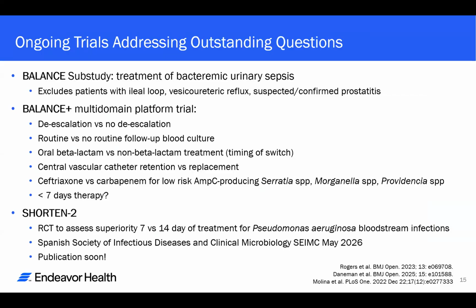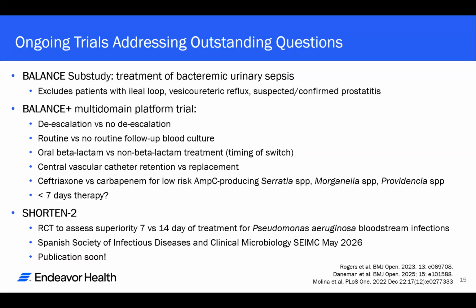So I just want to address some ongoing studies that might help us answer some of these questions. There's a Balance trial sub-study that's looking at the treatment of bacteremic urinary sepsis, where we may get some of those questions answered about the obstructing stones and stents. There's also a Balance Plus trial with the same authors that's a multi-domain platform. So they're trying to answer multiple questions at one time. So they're looking at whether we de-escalate versus non-de-escalate in these patients, routine versus non-routine blood culture follow-up, oral beta-lactam versus non-oral beta-lactam, which I think will be very helpful.